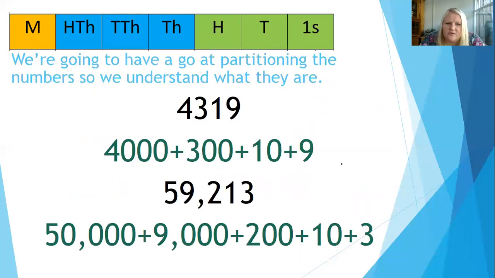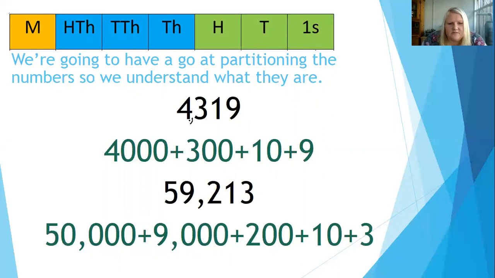So 4,319, and oh, I should really have a comma there, shouldn't I? Let's put that in there. Okay, that is 4 thousands. So 1, 2, 3, 4 thousands, 300, 10, and 9 ones. 4,319. Can you say that with me? 4,319, which is the same as 4 thousands, add 300, add 10, add 9. And if we put all of those together, you'd end up with 4,319.